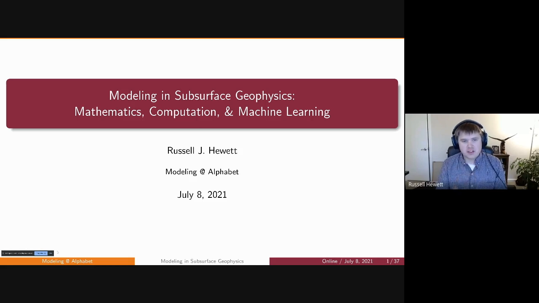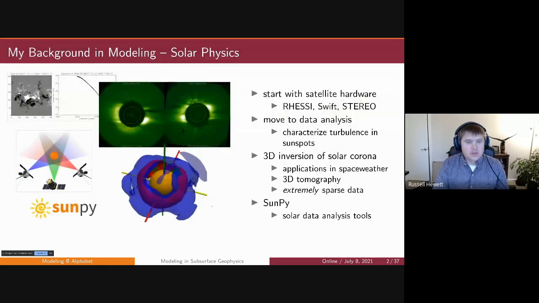So I'm going to talk today about some modeling problems in subsurface geophysics, and I'm going to lean on my background, which is largely in mathematics and computation of mathematics, to lead the discussion. So first, I figured I would give a little bit of background on myself in modeling and how I kind of ended up working on these problems.